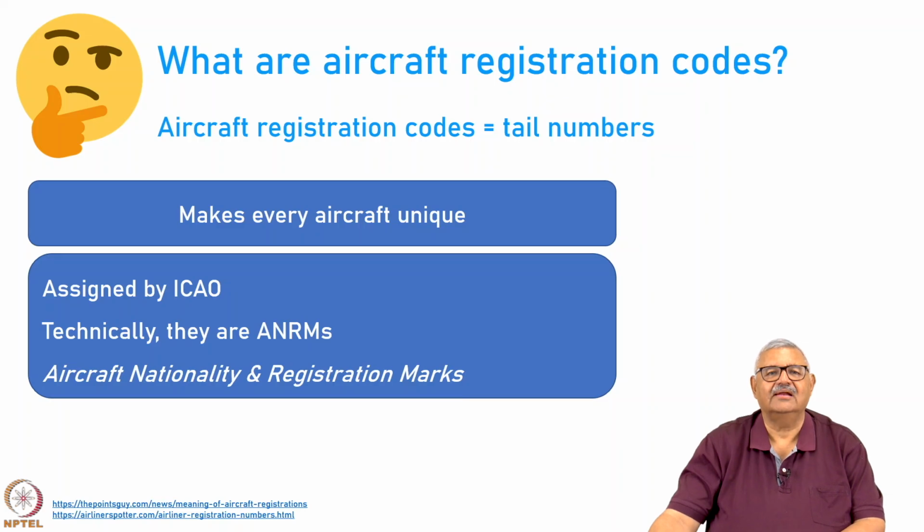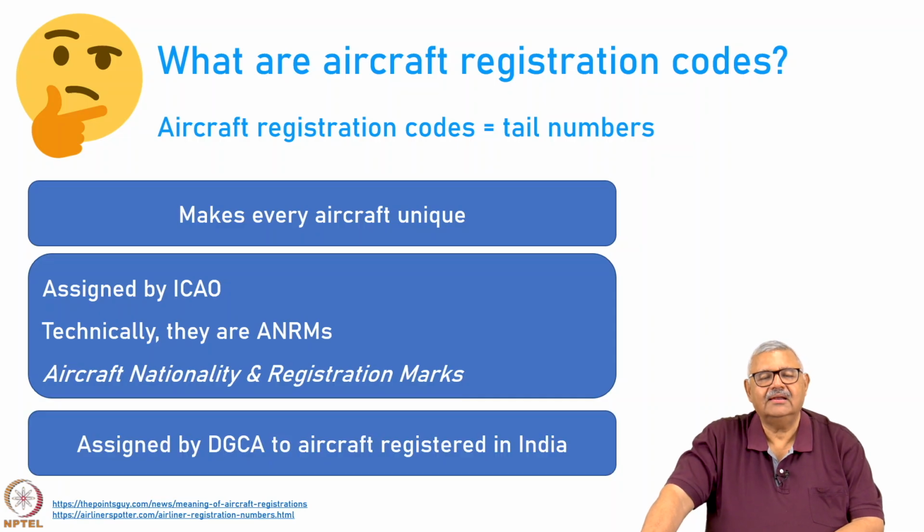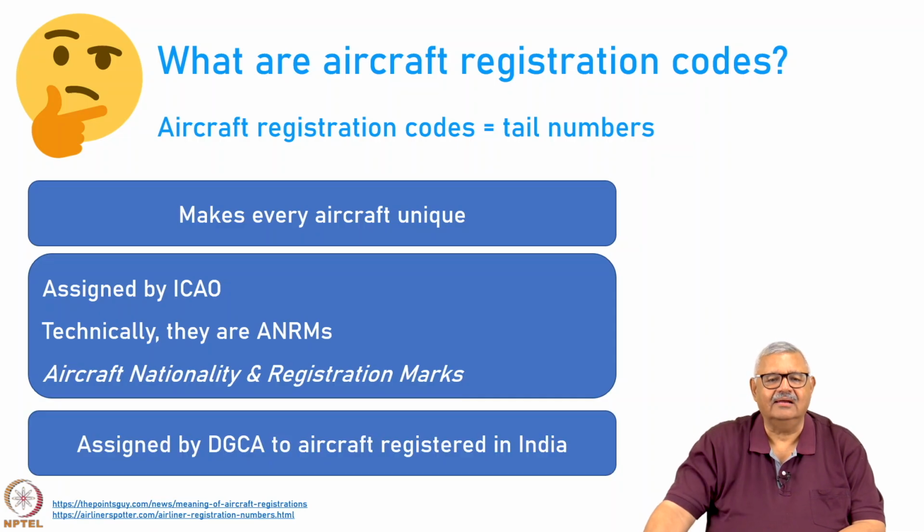ICAO actually designates them as ANRMs, or Aircraft Nationality and Registration Marks. This is because these numbers, letters or alphanumeric codes indicate both the nationality of the aircraft, where it is registered, and also a unique number given to each aircraft. In India, these numbers are assigned by the DGCA, or Directorate General of Civil Aviation.